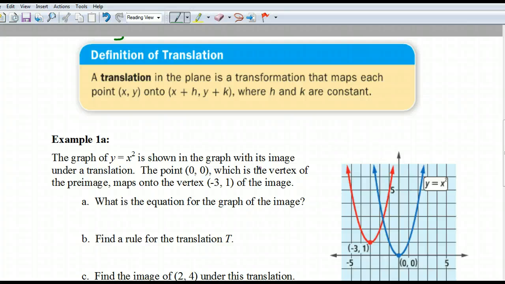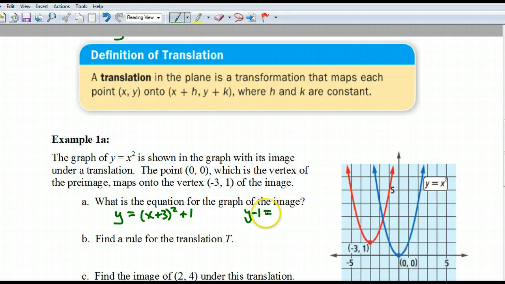What you're going to do on this, first of all, is ask how far over to the left did it move? 3. So your x value is going to be y plus 3, because it's going left, squared. And how far up did it go? 1. Another way of looking at this, you could say y minus 1, which is the opposite.